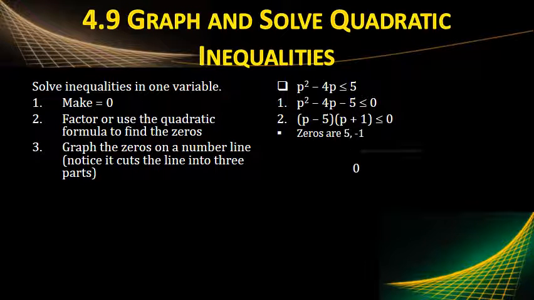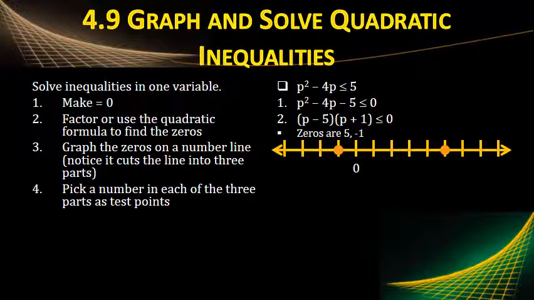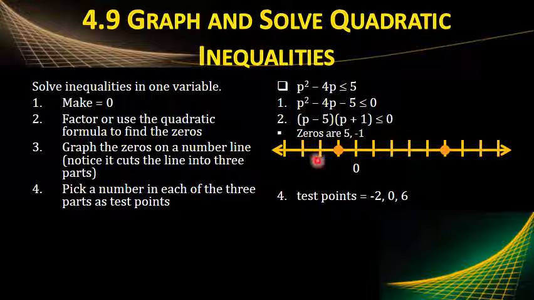Graph your zeros on a number line. Here's my number line. There's 5 and negative 1. Notice it divides our number line into 3 parts. Here's 1, 2, 3 parts. Pick a number in each of the 3 parts as test points. So maybe I'll choose negative 2 down there, 0 here, and 6 there.